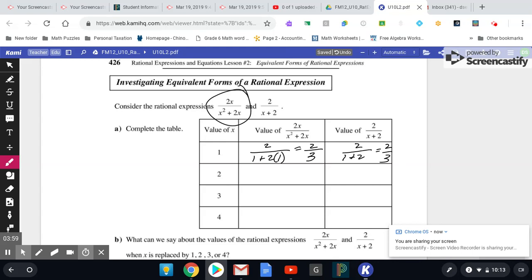Let's try again with another number. So if I take a 2 this time, everywhere there's an x, I'm going to put a 2.